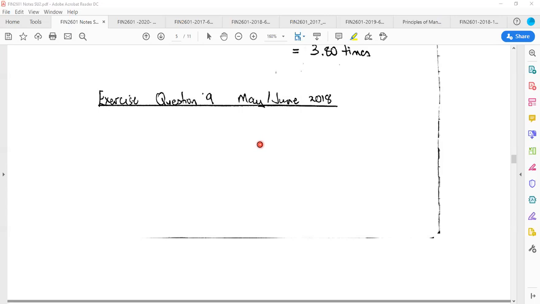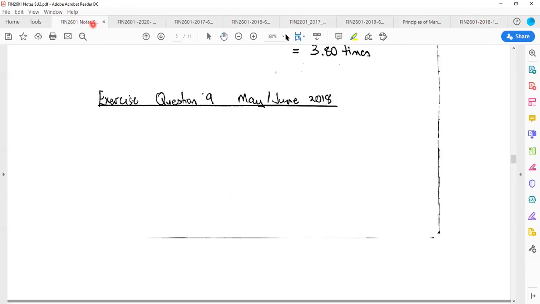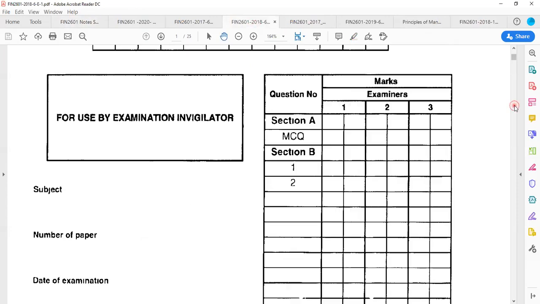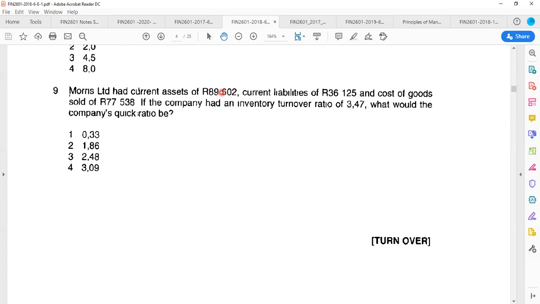If some of the things you need to use in that formula haven't been given, it means you need to use another financial ratio to get whatever is missing so that you can get the answer. Okay. So let's look at May, June 2018. I want you to have a go at question 9, May, June 2018. Right, this question right here.